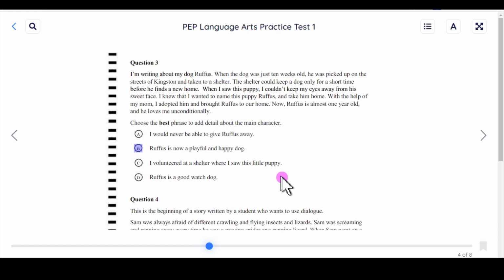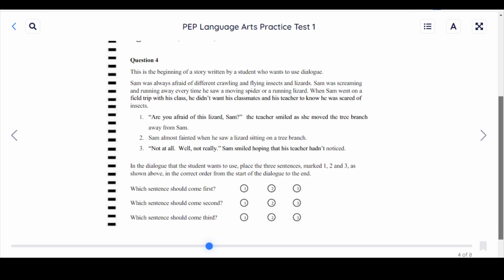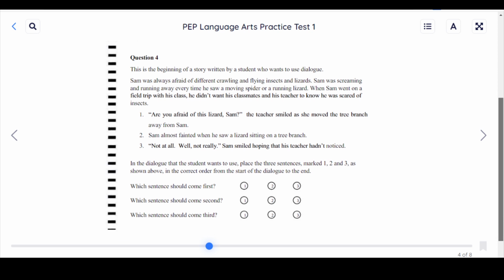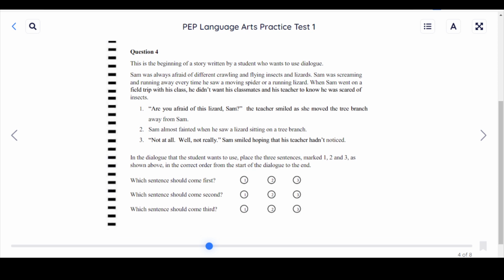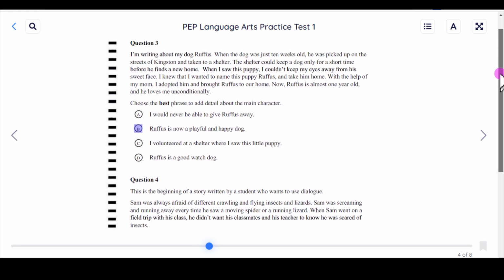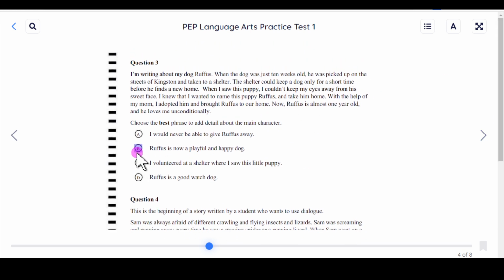Alright, so that's question 3. Let's go to question 4. Well, just one thing here. Sometimes our answers might not necessarily be perfect, but we're looking for the best of what we were given. So you might have a slightly different opinion as to what would be perfect, or what a perfect answer would look like, but remember, they're using the word best.